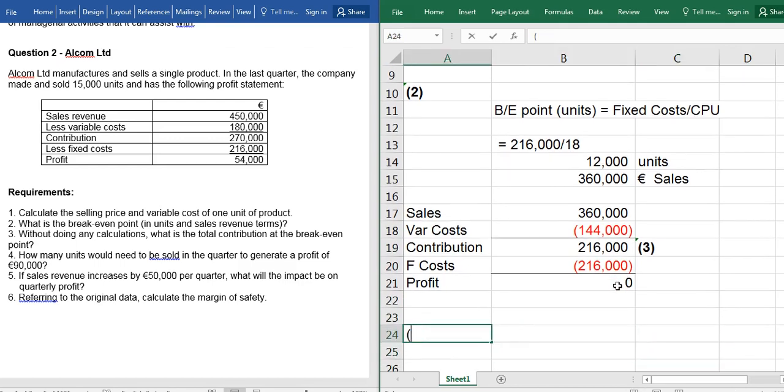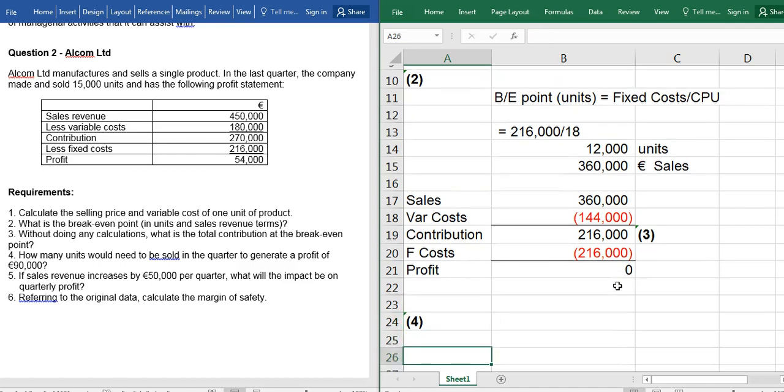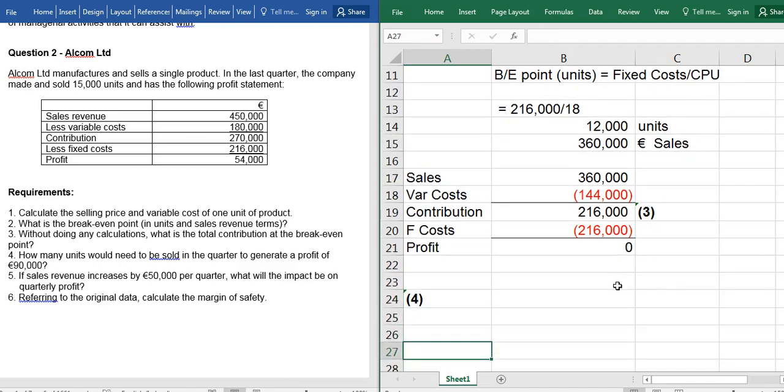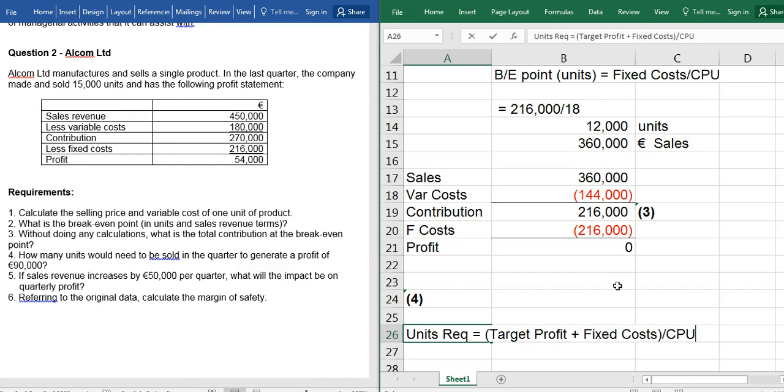Part 4 then, we get into more specific items around particular questions we want to ask. In this case you're asked how many units need to be sold to generate a profit of 90,000. Now there's two ways of going about this. The traditional way is to look at the units required. It's very similar to our break-even formula. You then do target profit plus your fixed costs, and you divide by your CPU.